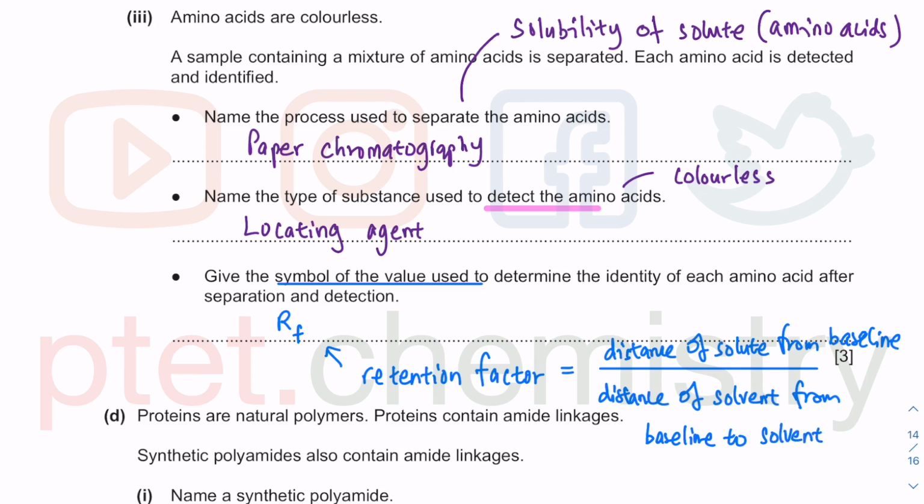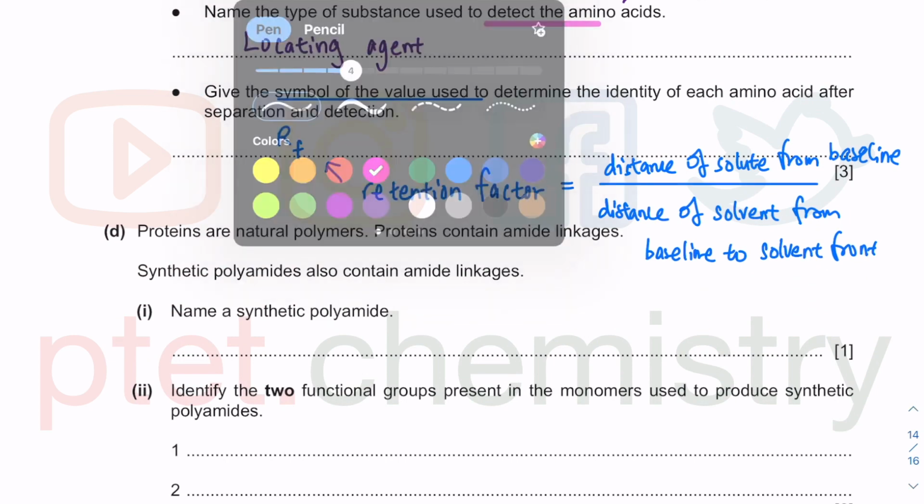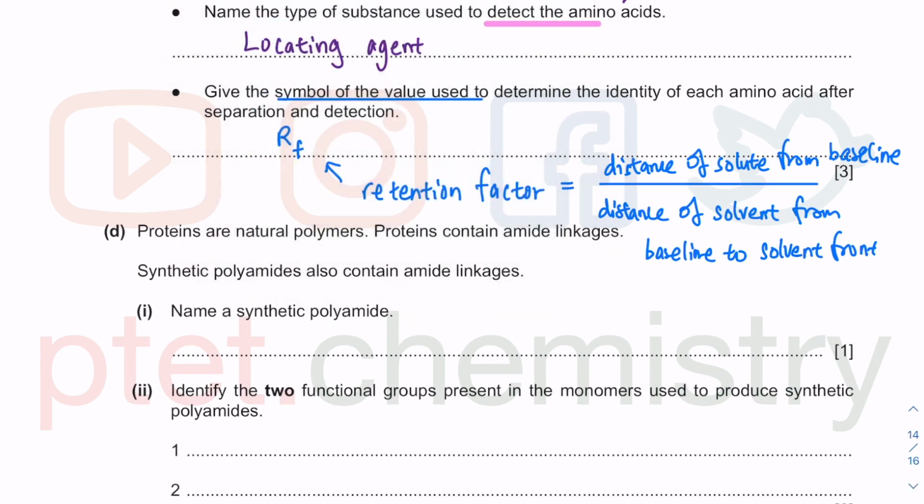And you're supposed to take out the chromatogram before it reaches all the way to the top of the paper, so that you don't overshoot it and you'll be able to reliably get the distance of solvent all the way from baseline to solvent front there.